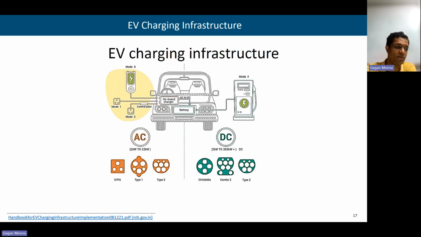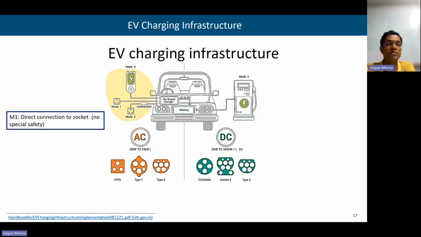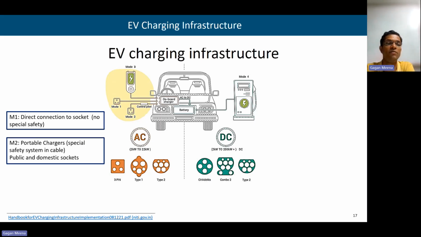We were talking about these three modes: mode 1, 2, and 3. Mode 1 is a direct connection to the supply. There is no special safety. Mode 2 is having portable chargers. Portable charger special safety system is available in the cable and public and domestic sockets. This 3-pin type 1 and type 2 are applicable for AC system between 2 kilowatt to 22 kilowatt.